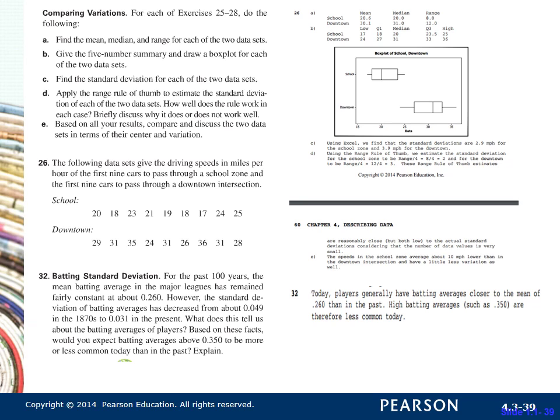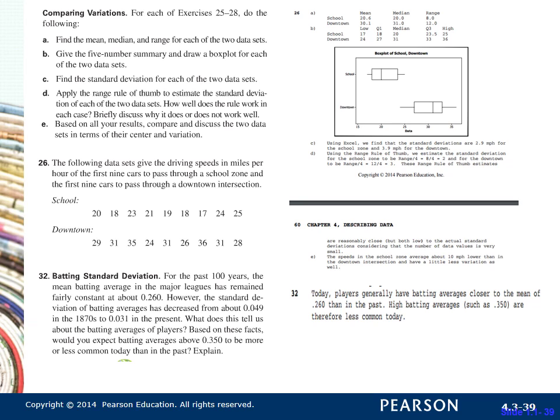All right, so what else did they want to know? Find the standard deviation. Part C says using Excel, but again, you can use your graphing calculator to find the standard deviation: it is 2.9 for the school zone and 3.9 for the downtown. So the values are more tightly clustered about the mean for the school zone than they are around downtown, which is good to hear. They're being more safe around the children.